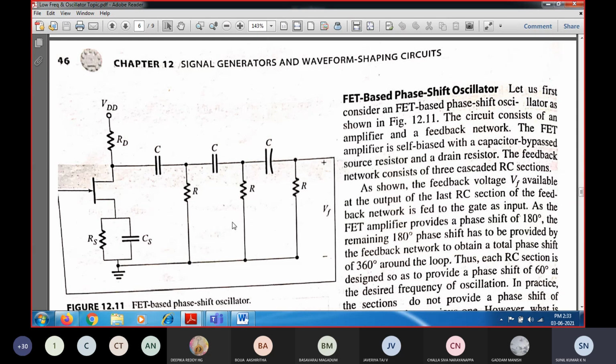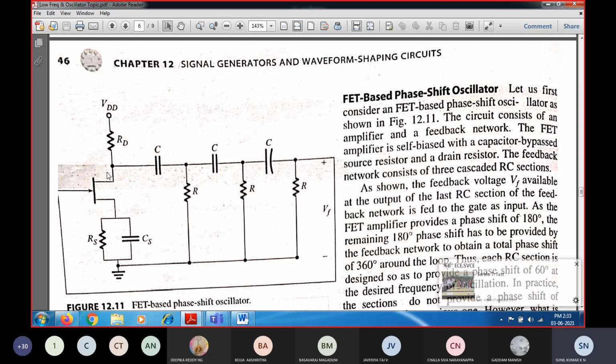The feedback network which you are going to use is nothing but an RC phase shift network, with a C and R combination in the feedback network. We also know that since there is a reactance component, it is dependent upon the frequency. Since it is a common source amplifier with the source resistance in series, this type of amplifier is going to provide an internal phase shift of 180 degrees.